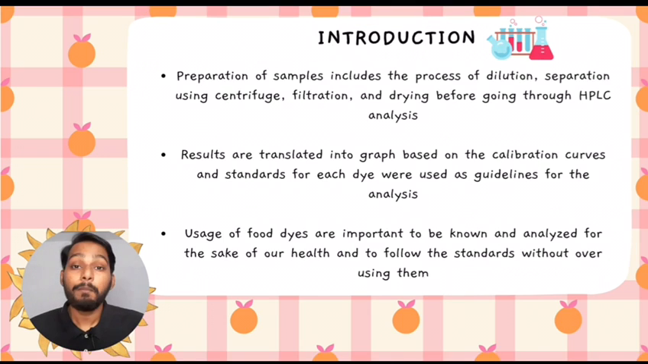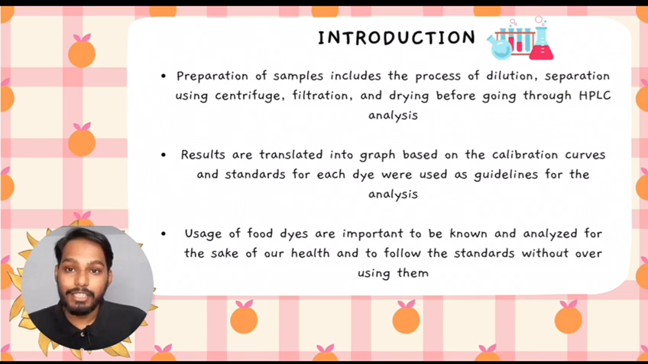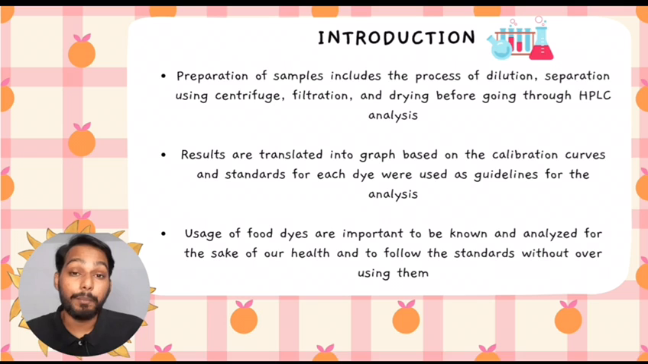food items. Preparation of the sample includes dilution, separation using a centrifuge, filtration, and drying before going through the HPLC analysis. Results are translated into a graph based on the calibration curve, and standards for each dye were used as guidelines for the analysis. The usage of food dyes is important to be known and analyzed for the sake of our own health and also to follow the standards without overusing the dyes in food items.